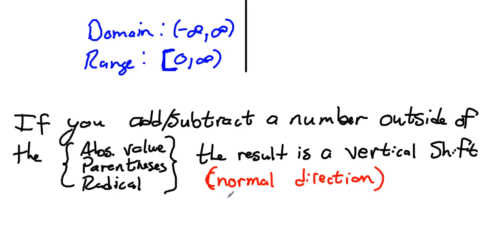Because with this one, you'll get whatever the answer is from the first part. Then if there's something on the outside, if you add 3 to a problem, then you're taking every answer you have and you're adding 3, so it's scooting the whole entire graph up. Or if it's a minus, then you're going to scoot the graph down.